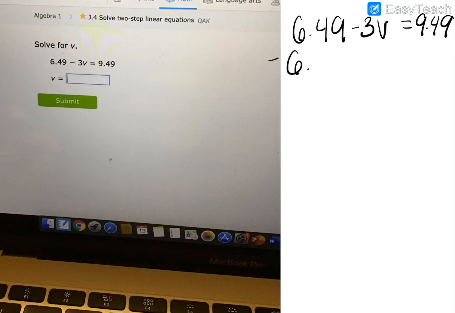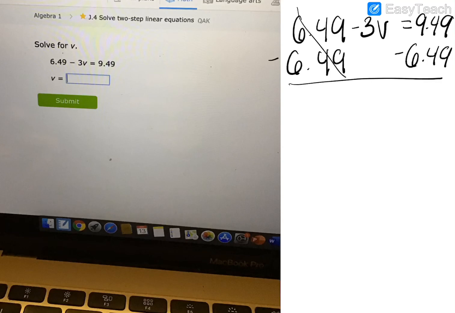So we're going to subtract 6.49 from both sides. It'll cancel out. Negative 3v equals 3. Okay? If you can't do it in your head, you can take out your calculator, but 0.49 and 0.49 are going to end up being 0, and then 9 minus 6 is 3.